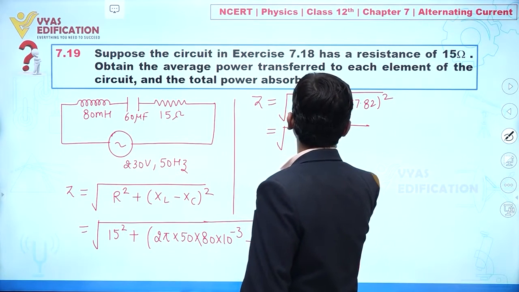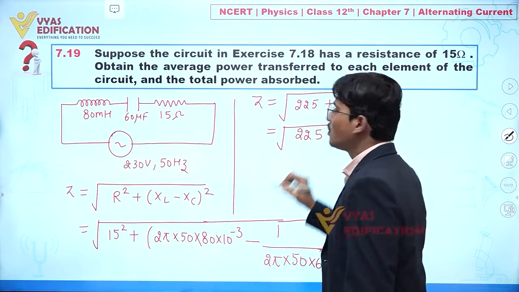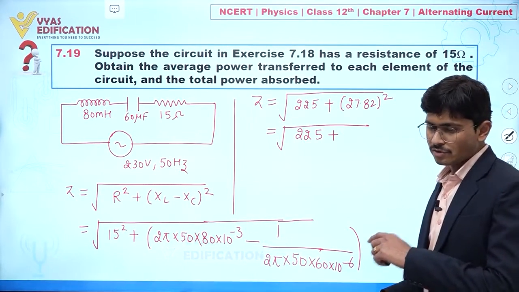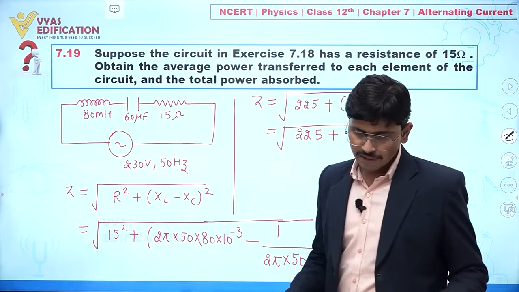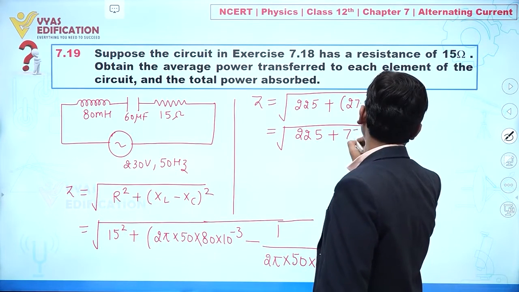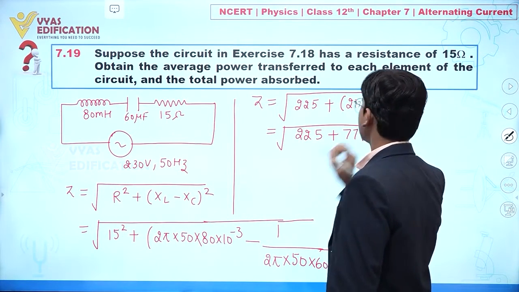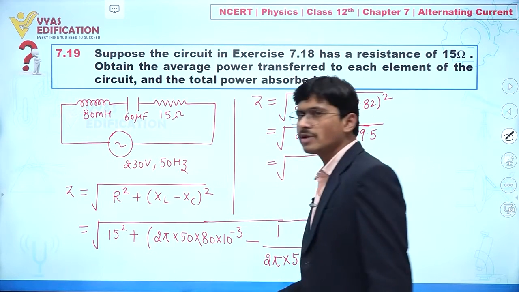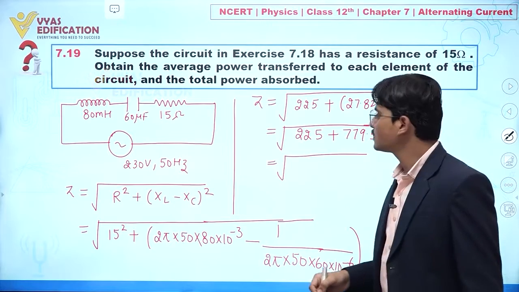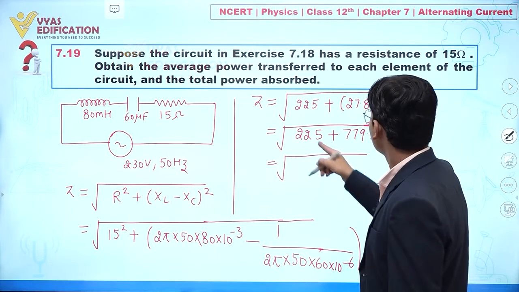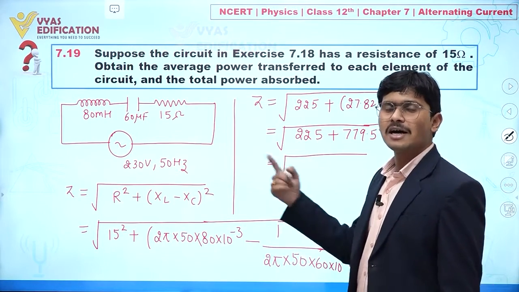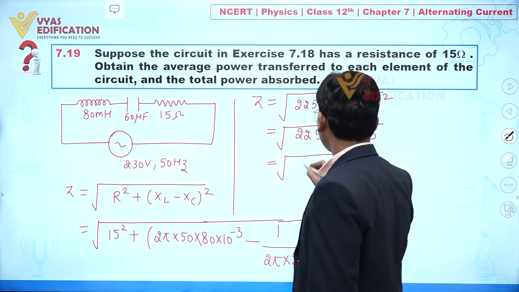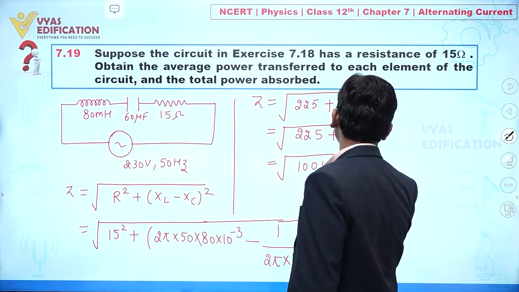This is equal to 225 plus, what about 27.82 square? 27.82 square, this is given by, we can say, 779.5. Near about this value you will get. Clear? So if you add it, you can say this is 200 and 700, this is near about 900. 25 plus 79, this 100 more, it means 1000. So 1000 plus the value you are getting, this is 1004.5.